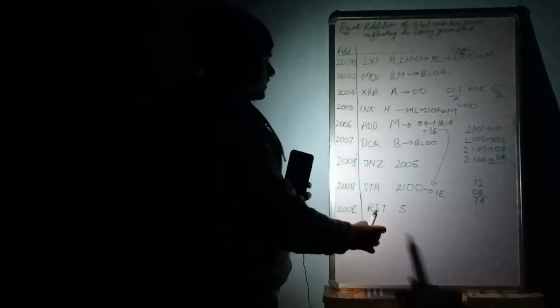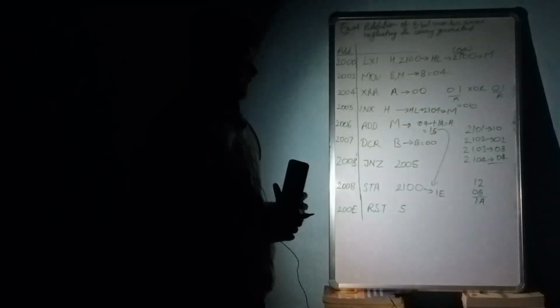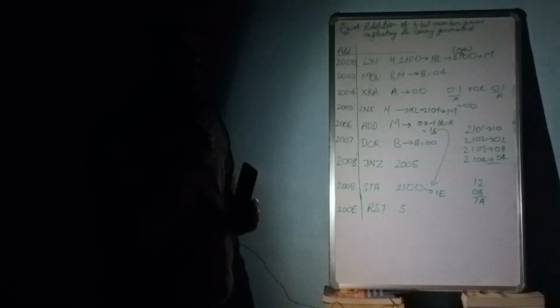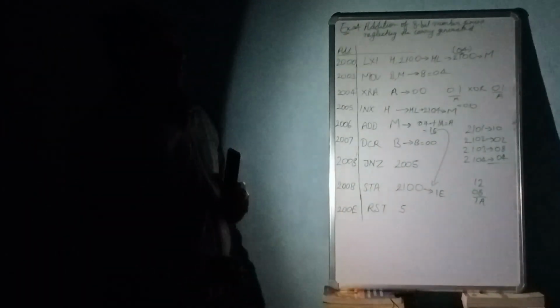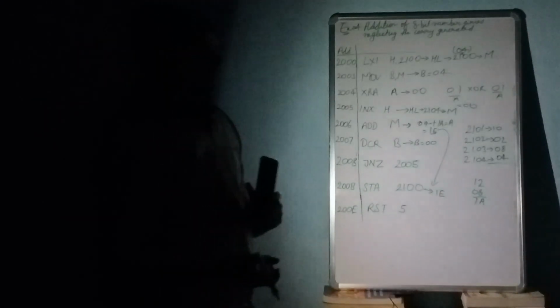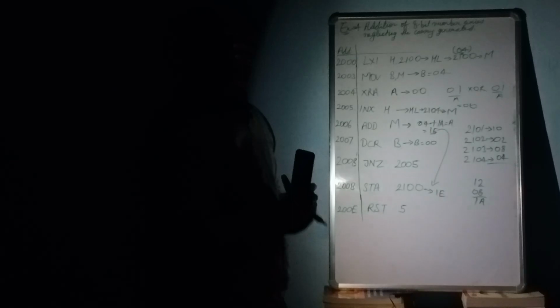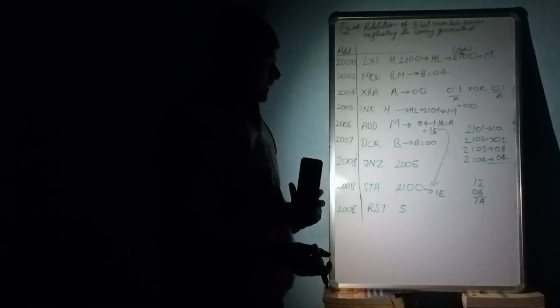Okay, then the next instruction given here, RST 5, that is restart 5, a kind of subroutine which sends the processor to the location 28. Okay, that address it sends, which ultimately leads the processor to stop further processing of the next instruction. Clear? I think this one is clear.